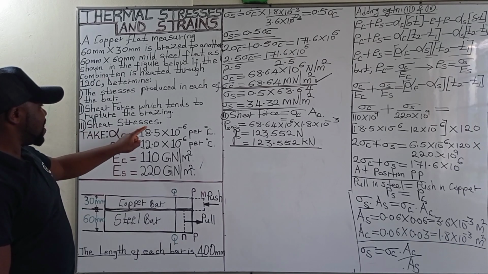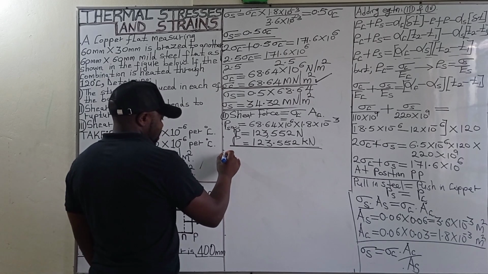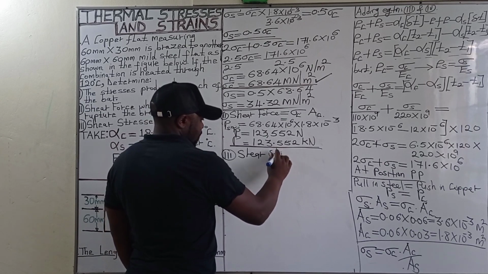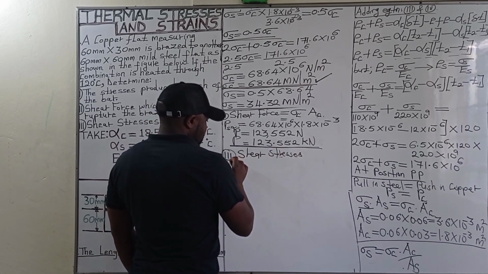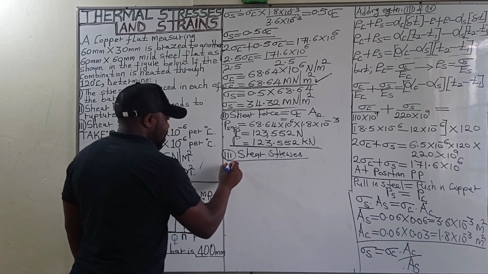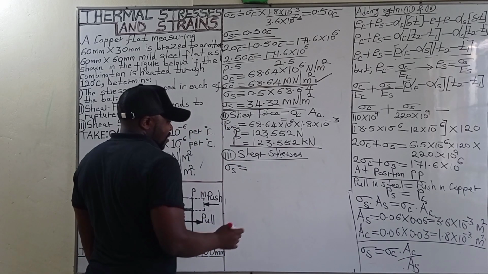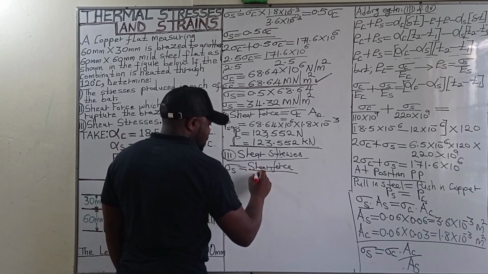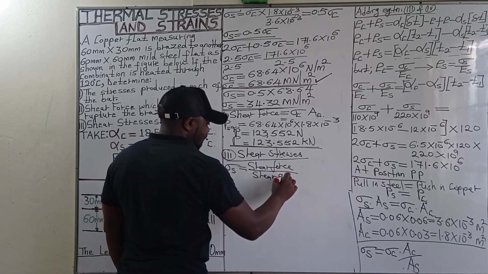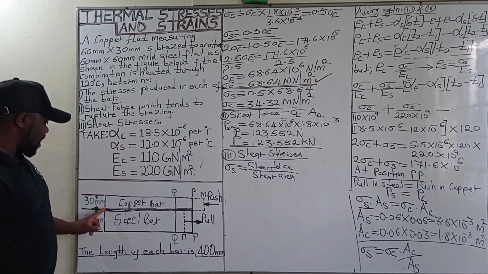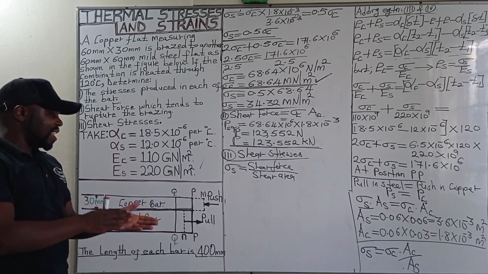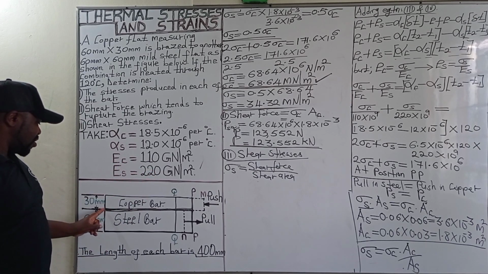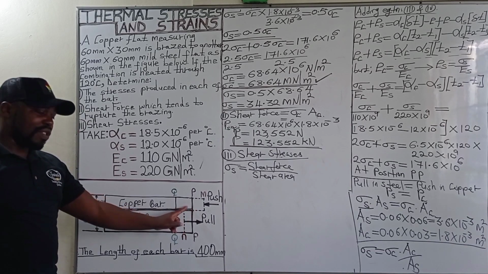Part 3 of the question, determine the shear stresses. We are going to begin with calculating the shear stress in steel. And this will be given by the shear force divided by what we call the shear area. So shear area is the area that is experiencing that push and pull, that rubbing. And that is the section from this point all the way to that point.